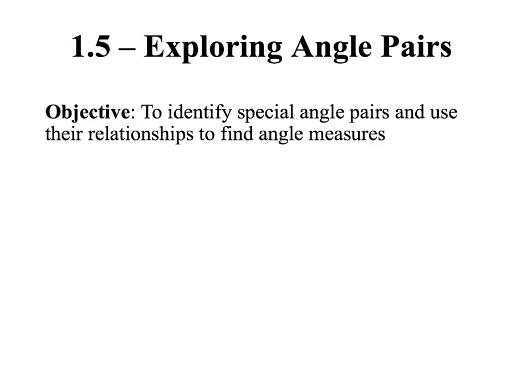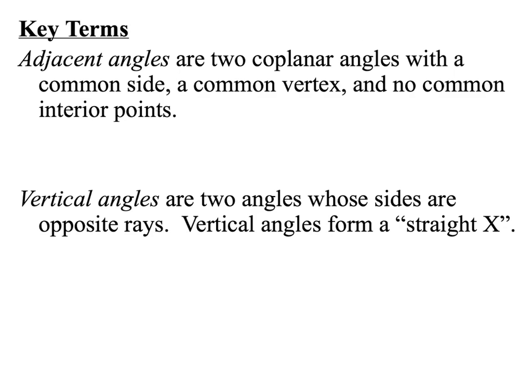1.5, we're going to be learning about and exploring angle pairs. So a lot more vocab goes with this lesson. Two key terms here are adjacent angles and vertical angles. With adjacent angles, basically it's two angles that are right next to each other.